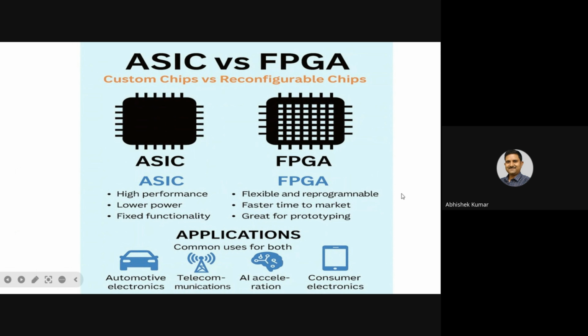So now we are talking about ICs, which are most commonly known as chips in the market. IC stands for integrated circuits. There are two broad types of IC. One is the ASIC, which is known as application specific IC, and the second one is the FPGA, field programmable gate array.